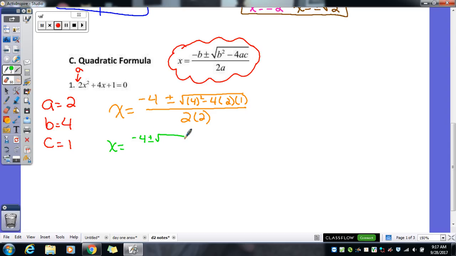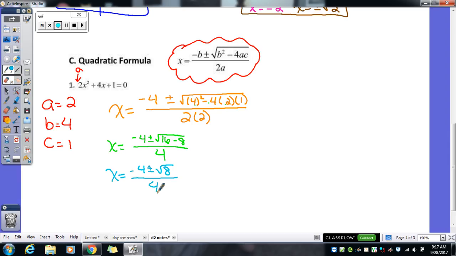So let's clean this up. What is 4 squared minus 4 times 2 times 1? Let's do it first. What's 4 squared? 16. And then 4 times 2 times 1 is 8. And then that's all over 4. So then 16 minus 8 gives us an 8 there.